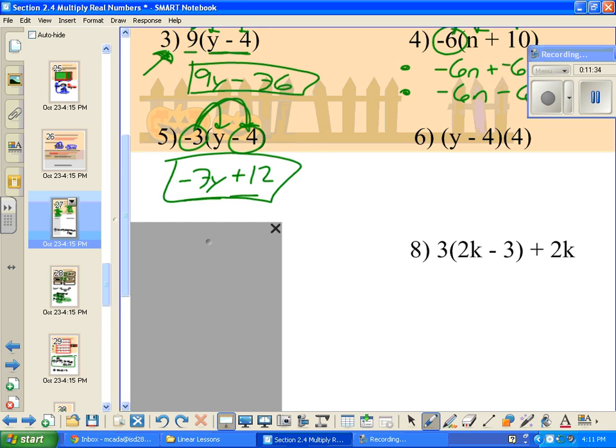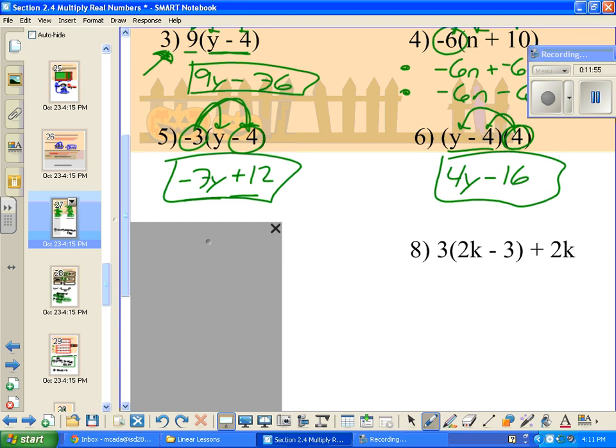I just put number 6 on the board to show you that even if the number is in back of the parentheses, behind the sum or difference, I can still distribute to both of these terms. 4 times y gives me 4y, and 4 times 4 gives me 16, so this is just 4y minus 16. Just note that also works, even if the number's behind the sum or difference in the parentheses.